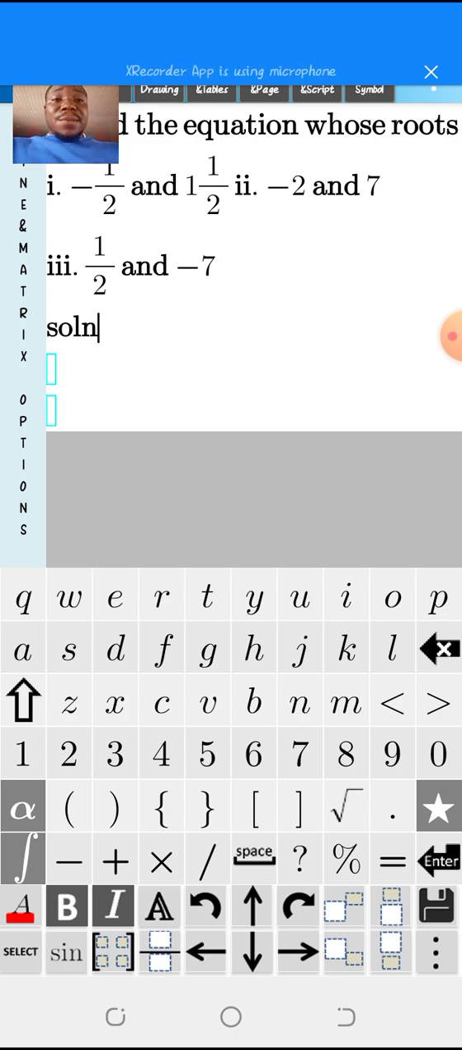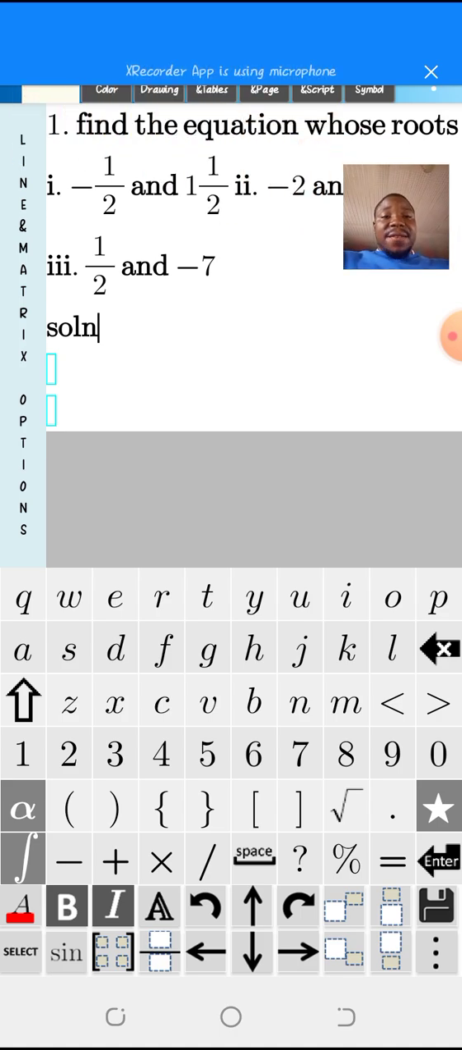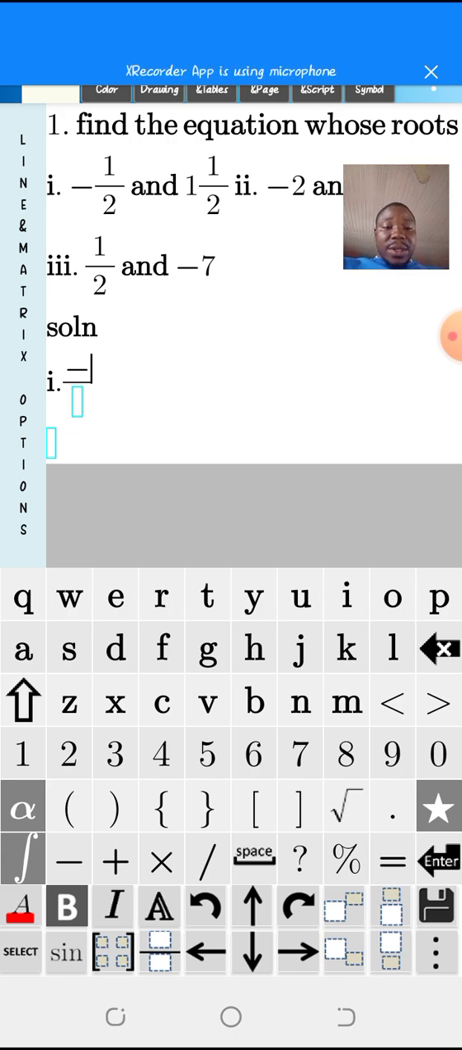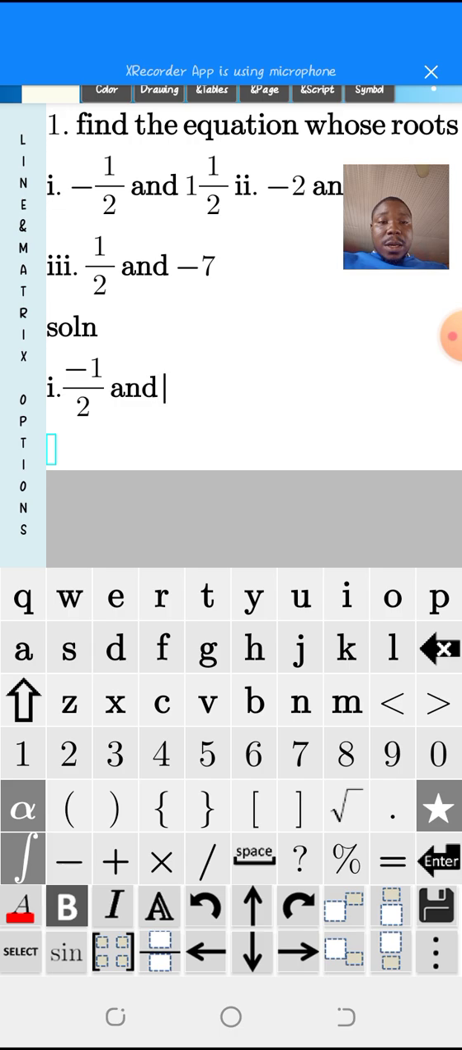Okay, so let's quickly proceed now. So we have some examples here. Find the equation whose roots are all these. So let's look at the first one, Roman figure 1, where we have the roots to be minus 1 over 2 and 1 whole number 1 over 2.